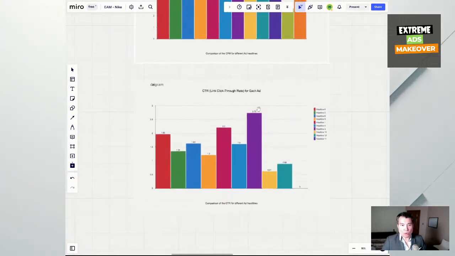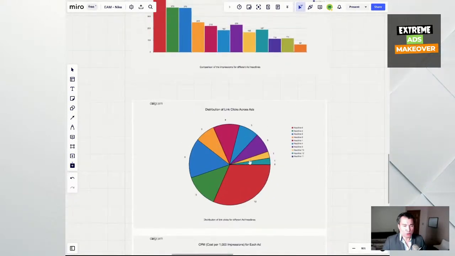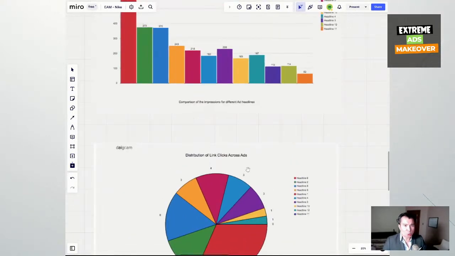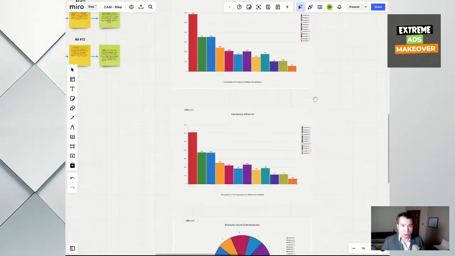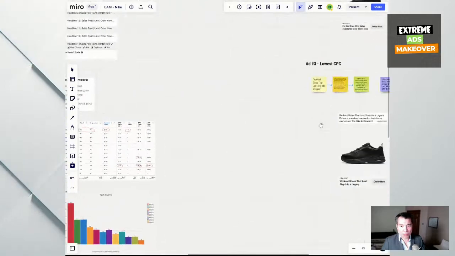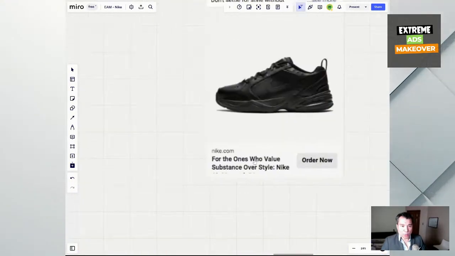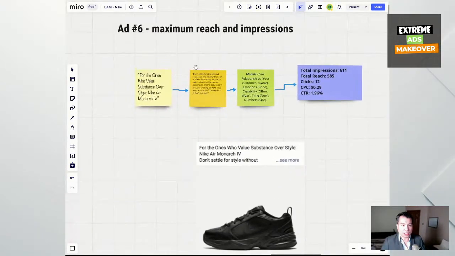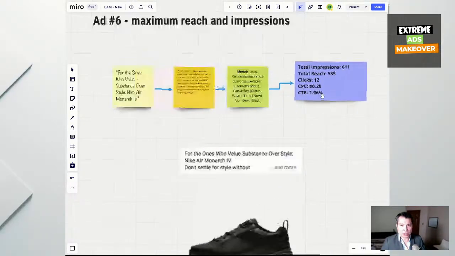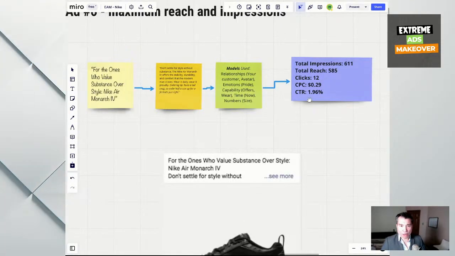So there you go. That's a wrap of ad validations, where I use my own dime to go through all of the ad angles and find you two winning ads. And who are the two winning ads? Here they come. Let me go over the winning ads one more time. Headline number 6: maximum reach and impressions, reach of 661, 12 clicks, cost per click of 29 cents.